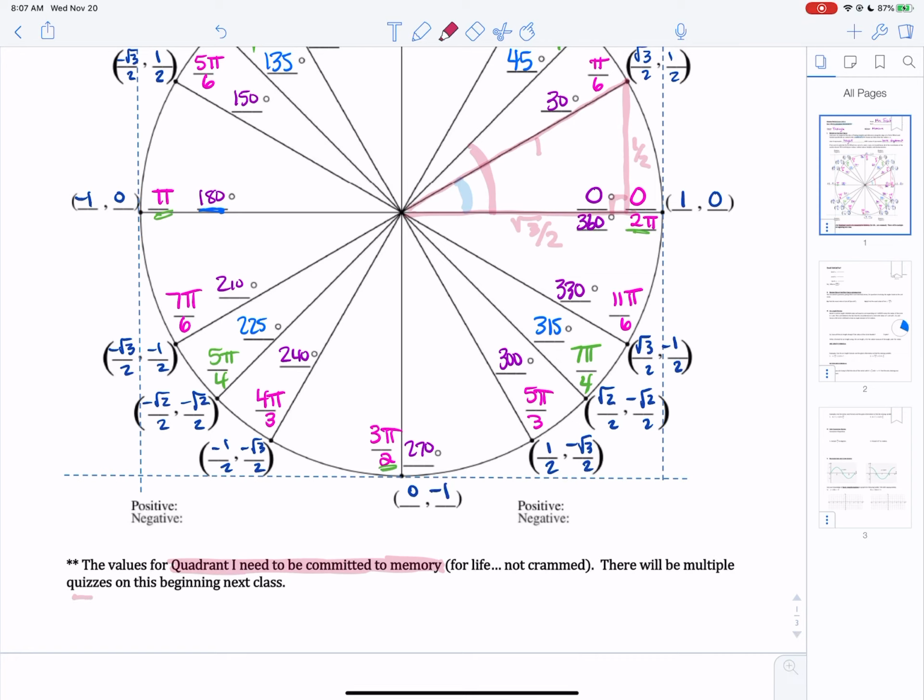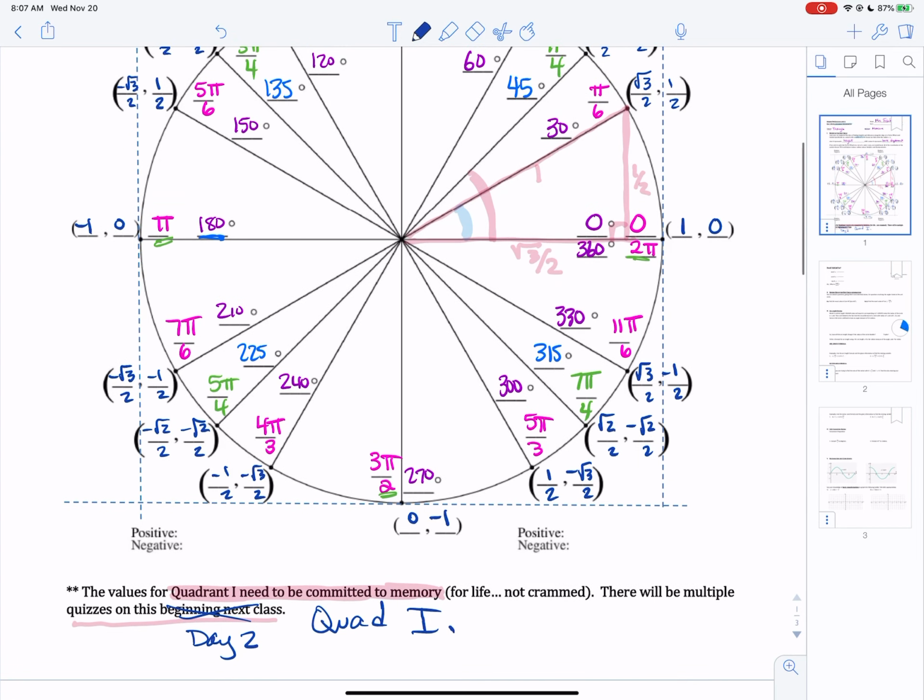We're going to have multiple quizzes on this beginning next class. So next class, the quiz is just on quadrant 1. And by next class, I mean day 2. So that's actually day 2. On day 2. All right.